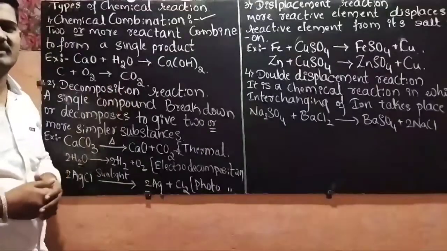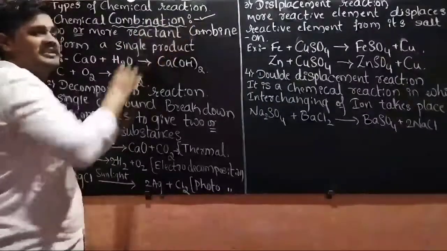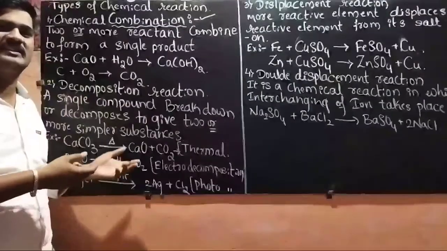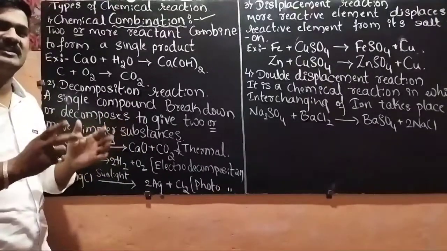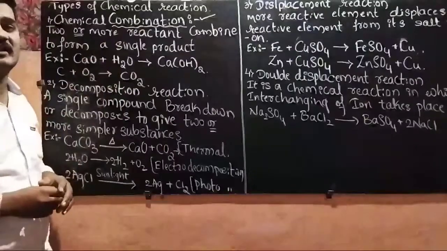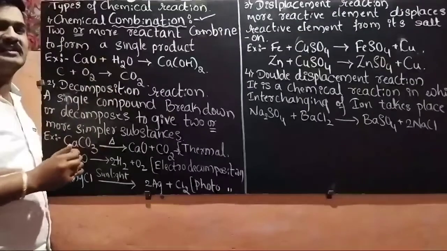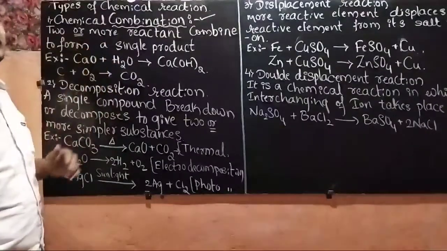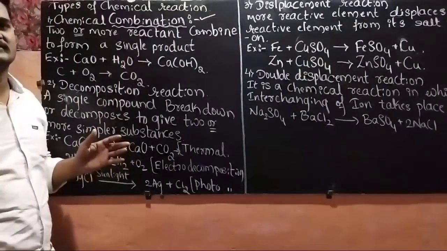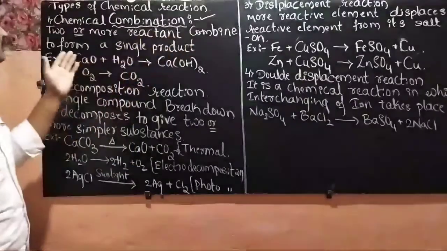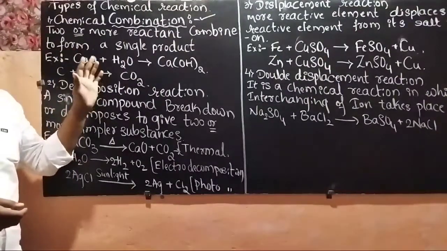The first type of chemical reaction. The name itself indicates combination. Combination means something is combining, compounds are combining there. So we will take the definition. It is a chemical reaction in which two or more reactants combine to form a single product. It is known as a chemical combination reaction.